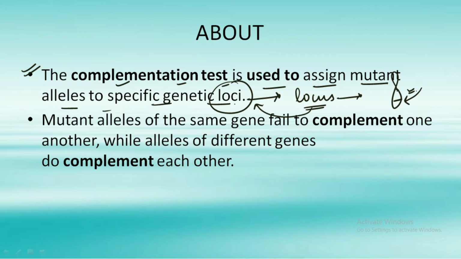So complementation helps us assign the mutant alleles to a specific region where they are actually present. The mutant alleles of the same gene fail to complement each other, while the alleles of different genes do complement each other. We have to remember that if the two mutants are of the same gene, they will not complement each other, and if they are of different genes, those alleles would complement each other. We'll understand this with the help of a cross also.